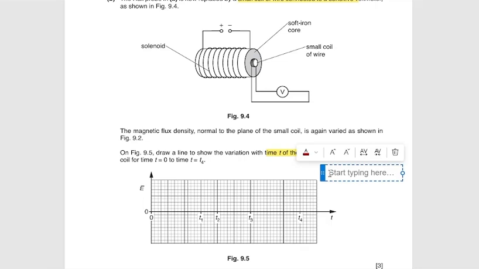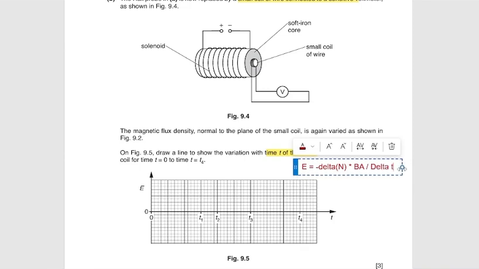The Faraday law says that the induced EMF is directly proportional to the rate of change of magnetic flux linkage, which means I can say EMF is equal to negative of delta N into BA, and then you just divide all of this by delta T. Here, delta T is the time, delta N the number of turns, then you have the B, and then you have the area.